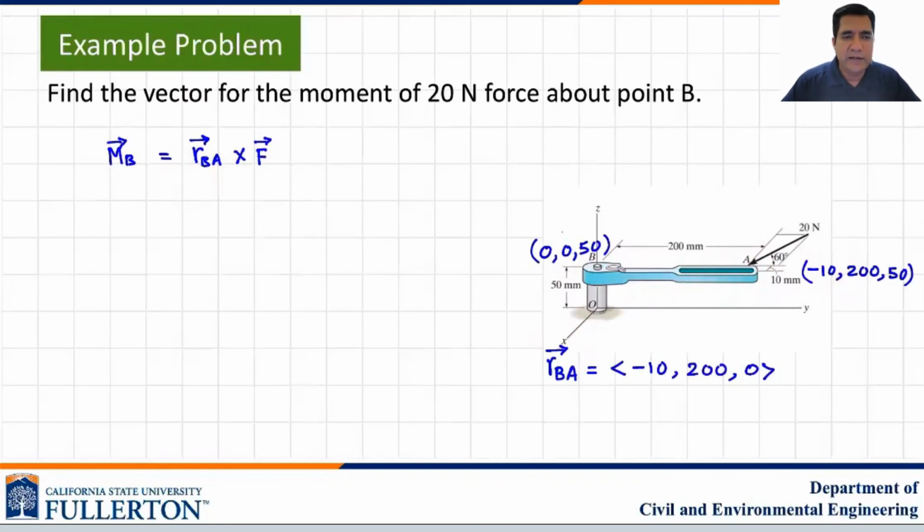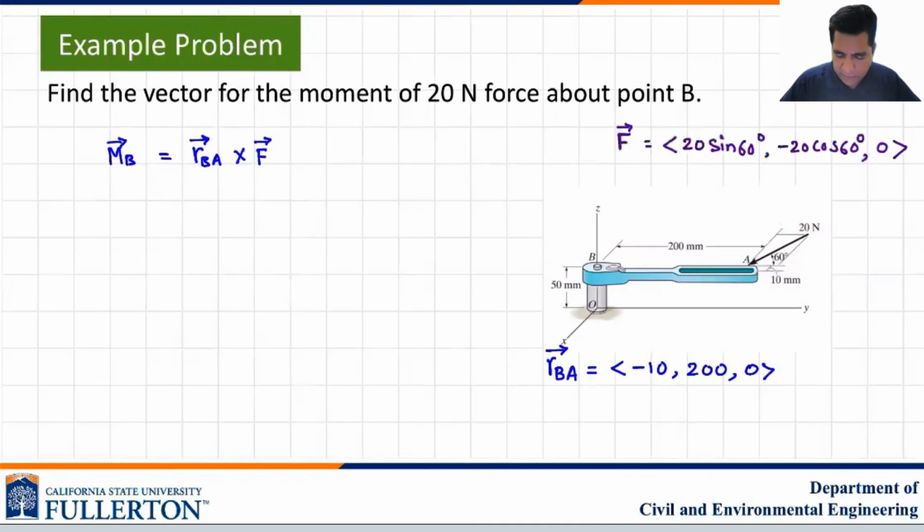The next step is getting the force vector. As you can see, this force is 20 Newton. So the 20 cos 60 component would act like this at the same point, and the 20 sin 60 component would act like that. We immediately see 20 sin 60 is acting along the positive x, whereas 20 cos 60 is acting along the negative y, and there is no z component to this force. Written as a vector, the force is 20 sin 60 in x, minus 20 cos 60 in y, and 0.